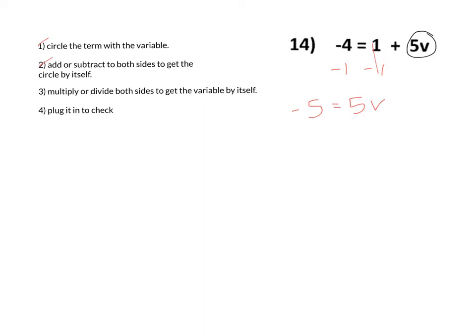Now, I am already on step 3. I need to do the inverse of multiplying by 5. The inverse of multiplying by 5 is dividing by 5. Do that on both sides. I get negative 1 is equal to v. So now I can plug it in to check.